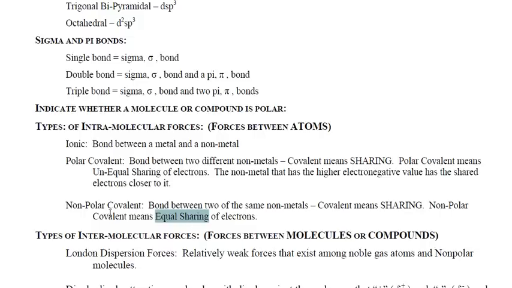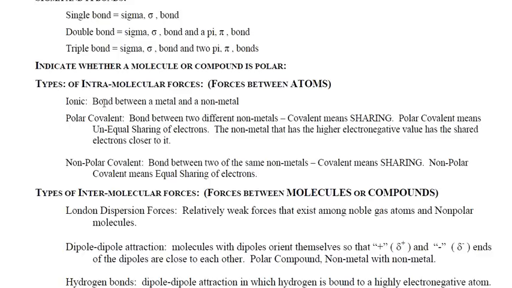So equal sharing of electrons, nonpolar covalent. Unequal sharing of electrons, polar covalent. And both of those covalents are between nonmetals. Metal with a nonmetal, ionic. And again, that's intra. Intramolecular forces are much stronger than intermolecular forces. So the forces between atoms are much, much stronger than the forces between molecules or compounds.